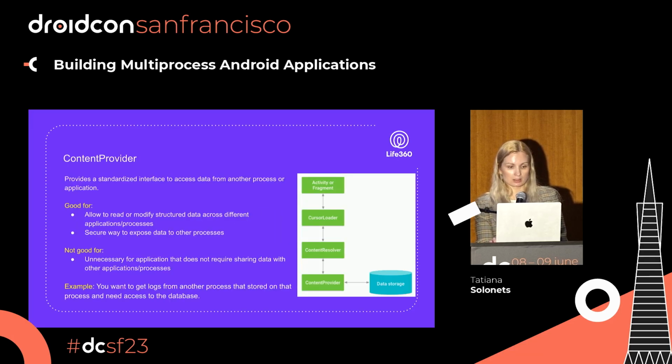Another one is a content provider. It's also very common. It's a standard interface to access and change data in another process or another application. So what is it good for? It's good for modifying and reading structured data across different processes, and it also provides a secure way to do it. What it's not good for is when you don't need communication between processes, so you don't want to create this overhead, even though you can create a content provider and use it just within your own process.